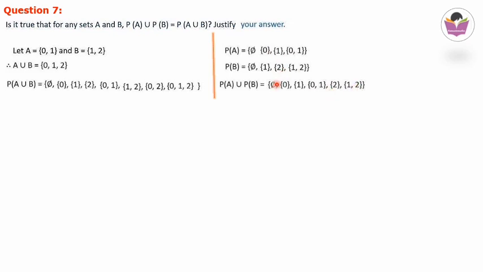So 1 2 3 4 5 6 elements are there, but when you check here, P of A union B, 1 2 3 4 5 6 7 8 elements are there. Means clearly these two are not equal. So we can come to the conclusion that P of A union P of B is not equal to P of A union B. So this statement we can prove by taking a simple example.